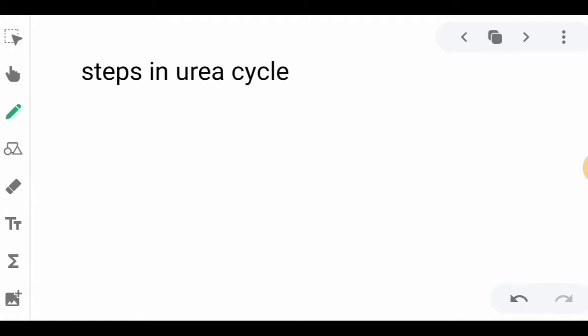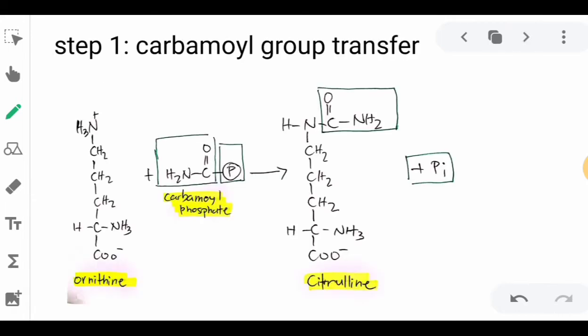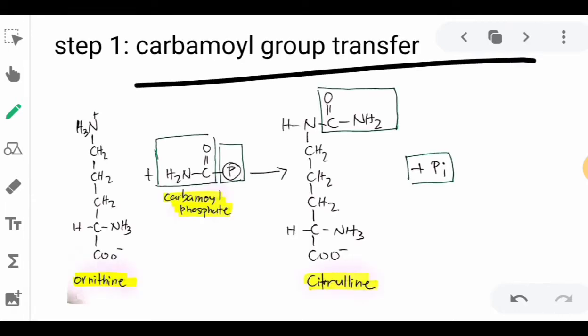So, steps in the urea cycle. First step is the carbamoyl group transfer. This is your ornithine, the amino acid that is an intermediate in this cycle. It will react with the carbamoyl phosphate and produce citrulline here. The carbamoyl phosphate will attach on the topmost part, this one. And this will be cleaved and phosphate will be released as inorganic phosphate or free phosphate ion.